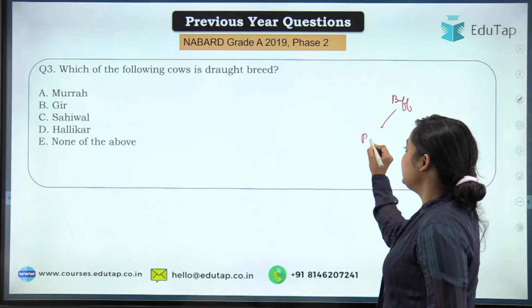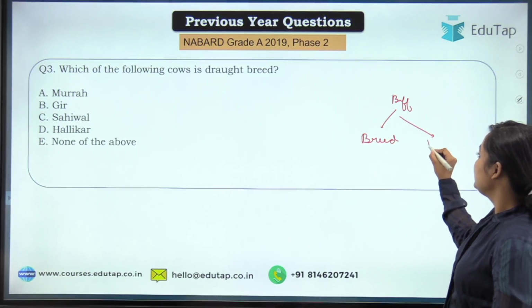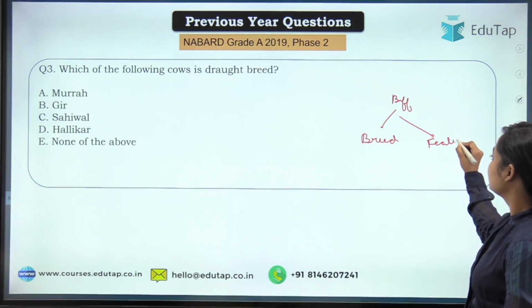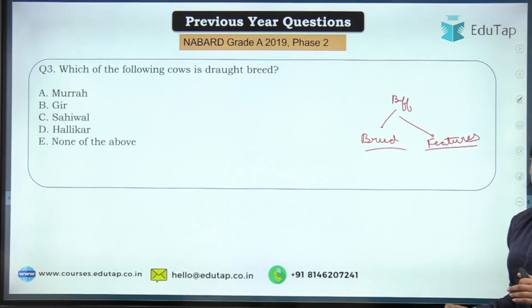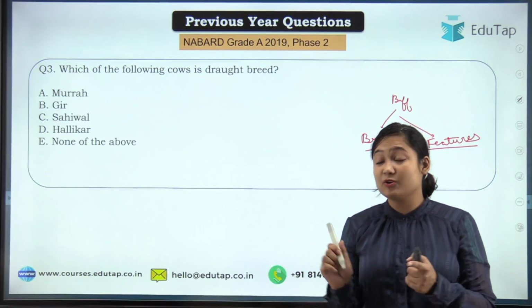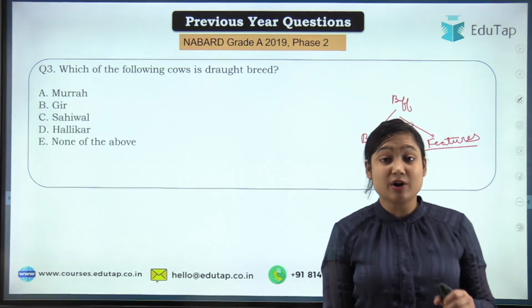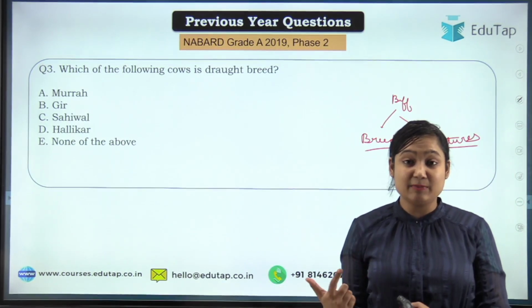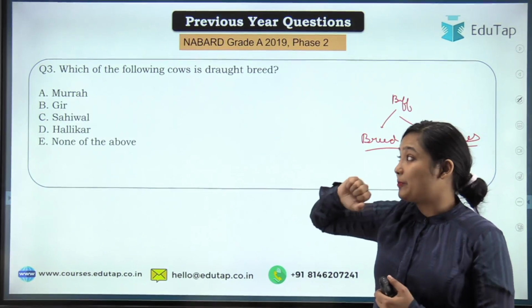So go for breed. Then you will have to go for the features. So these two you will have to remember. Okay, if you can do that, that is more than enough for your NABARD examination. Again, don't get sloppy. You will have to remember this. Okay, there is no shortcut. Keep remembering it, keep revising it. That's how this particular topic will be covered.